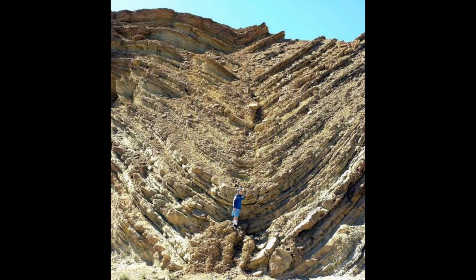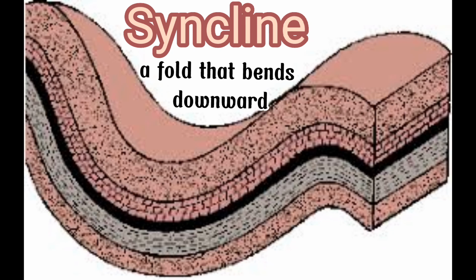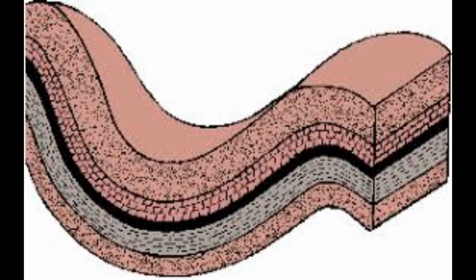Lastly is the syncline. A syncline is a fold that bends downward. The center of this kind of fold is called a trough. Unlike the monocline and anticline, new rocks are at the center and old rocks are at the outside.